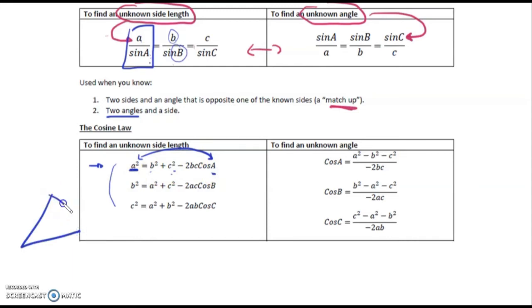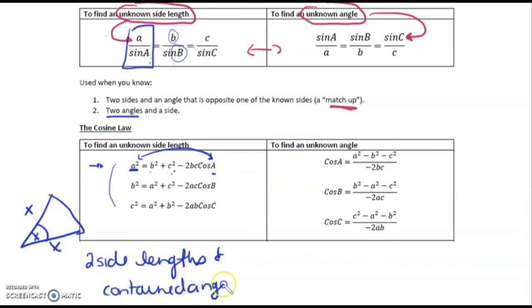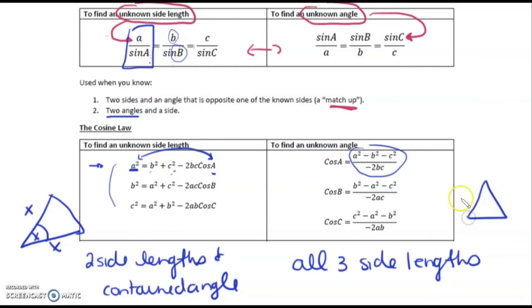So what that's going to look like is we have two side lengths and the contained angle. Okay, so two side lengths and contained angle. Okay, that's when we use it. For solving for an angle, we need all three side lengths. Okay, and how that's going to look is we're going to have some triangle and we're going to have all three side lengths.